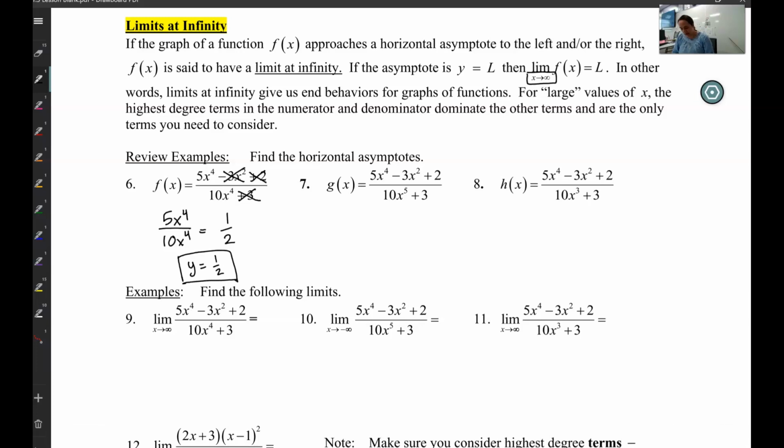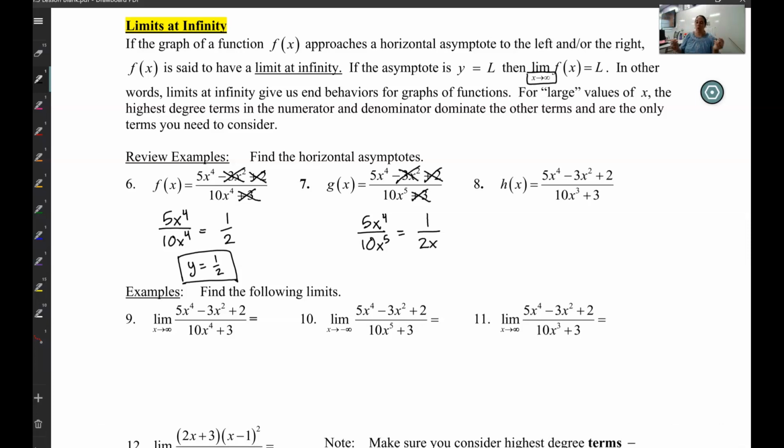Let's do this next one. Look at the numerator, take the highest, get rid of the others. Denominator, take the highest, get rid of the others. So this would be 5x to the 4th over 10x to the 5th. Simplify that, I would get 1 over 2x.